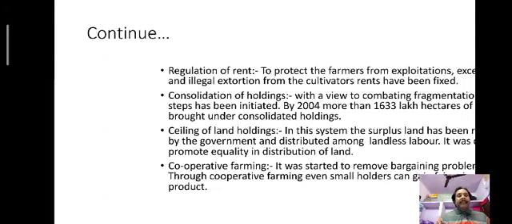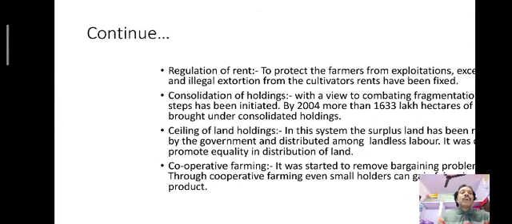Now come to the second point, that is the regulation of rent. To protect the farmers from exploitation, the government tried to stop illegal extortions from the cultivators. Rents have been fixed. In simple words, to protect the farmers, the rents were fixed by the government so that no one can exploit the farmers. Clear?